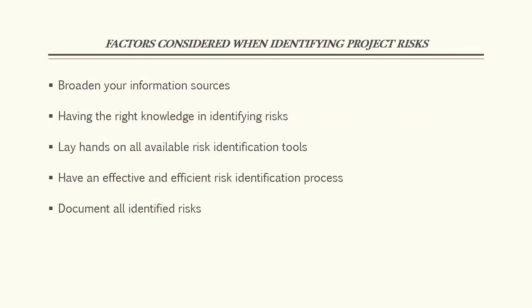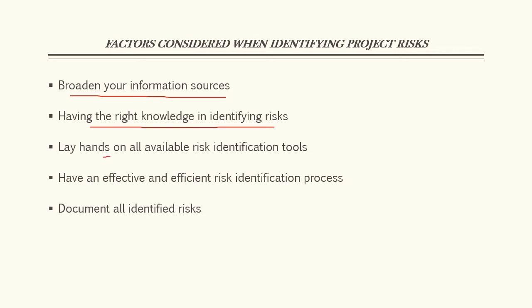Let's look at some of the factors we normally consider when identifying project risk. One, we want to broaden our information sources. The reason why we are broadening our information sources is because we want to capture sufficient risk that might endanger the project. Do not narrow your information sources. And another important thing is we want to be knowledgeable in identifying risk. This will help us to know the areas to consider in the risk identification process.